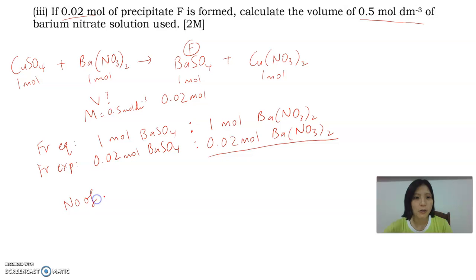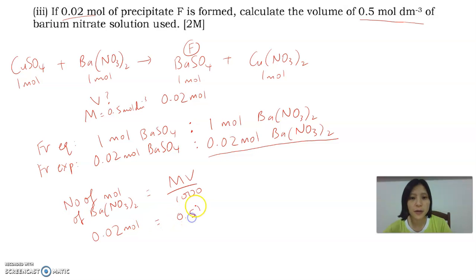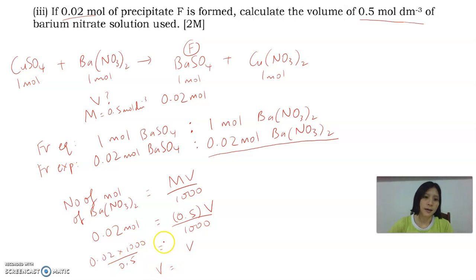Now that we know the number of moles of Ba(NO3)2 is 0.02 mole, we use this formula: number of moles equals MV over 1000. The number of moles we know is 0.02. M we know is 0.5. So we can find the volume. Leave the V here: 0.02 times 1000 divided by 0.5. Let's calculate. 20 divided by 0.5 is equivalent to 200 divided by 5. That's 40. So the volume is 40. What unit do we use? This is dm cube, but we have multiplied by 1000, so it's cm cube.